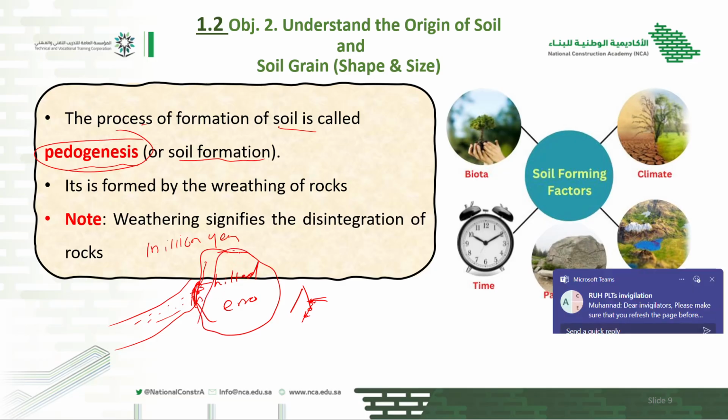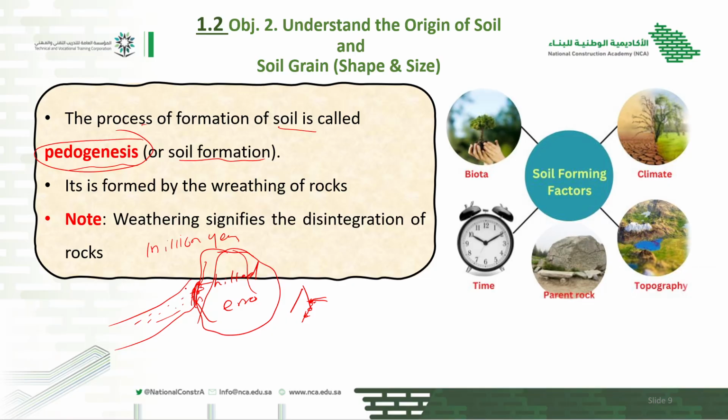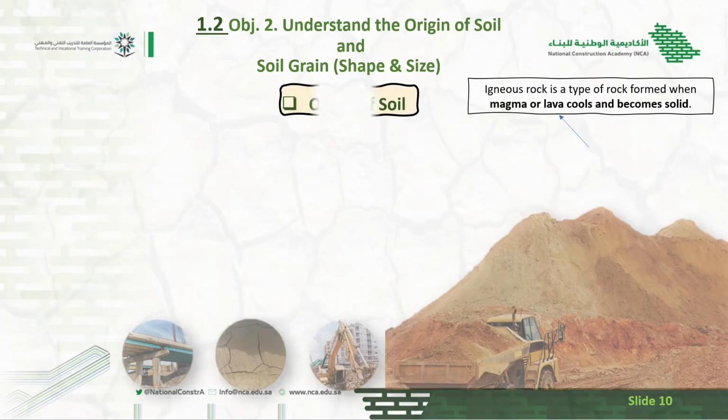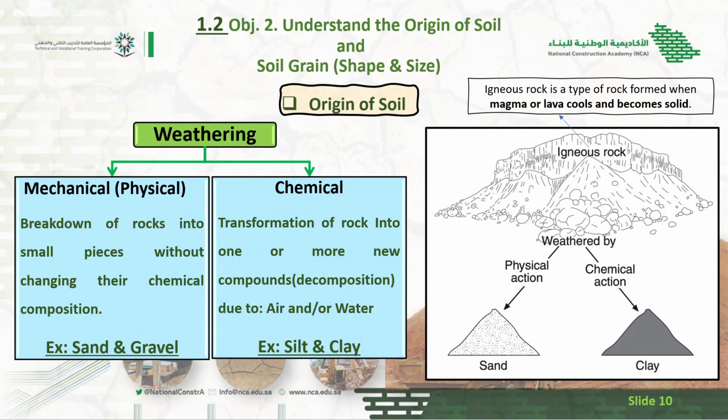The big rock is converted to a small rock by the flowing or heating of water to this specific position. So after a long time, this portion is disintegrated or divided into small particles. So now this process is called pedogenesis, the process of formation of soil, and this process is also called weathering or erosion. So there are different types of weathering. We will see in detail one by one.